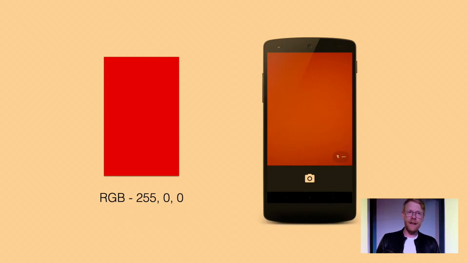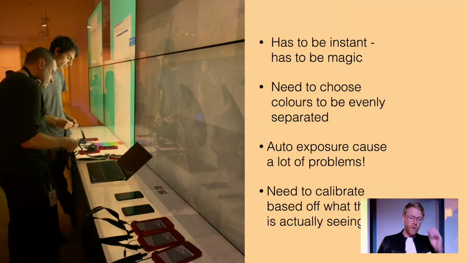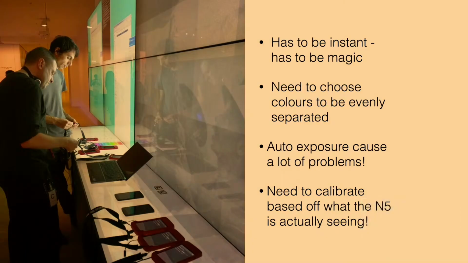And what's happening there is the camera has a whole bunch of automatic exposure and automatic white balance that it applies to the image to try and take a nice selfie of you. And it goes haywire when you point it at a screen like that. So we landed up having to turn off all of the automatic compensation and adjustments in the camera. We also found that we needed to calibrate carefully based off what the Nexus 5 camera was actually seeing versus what we imagined we were going to see.